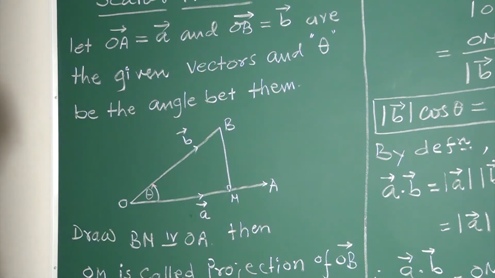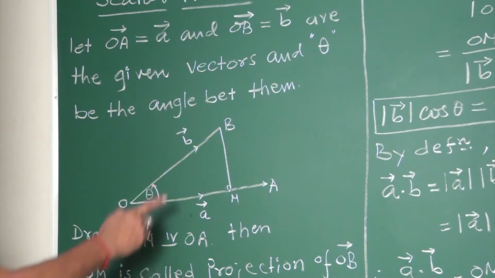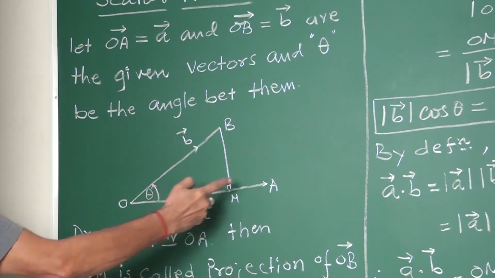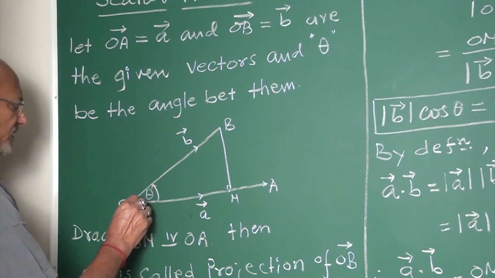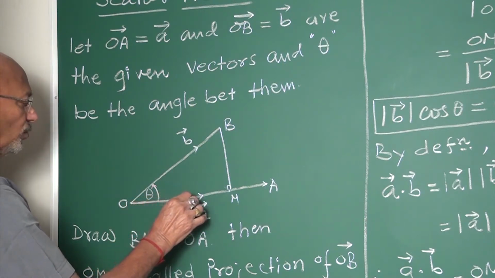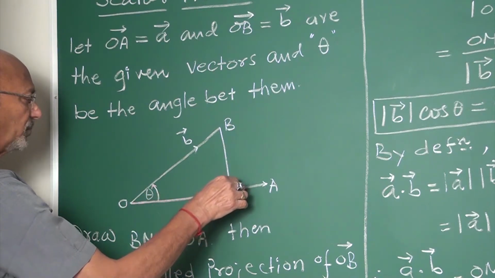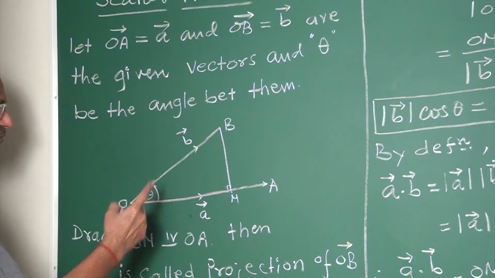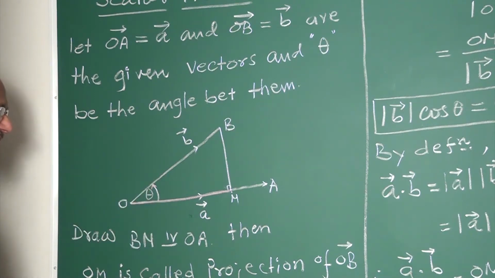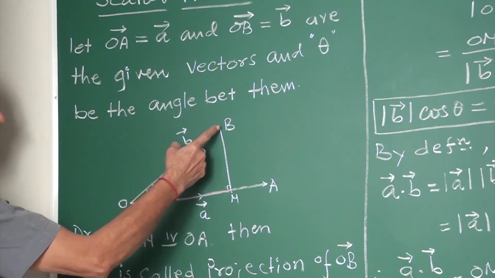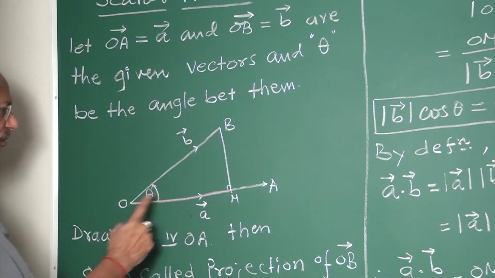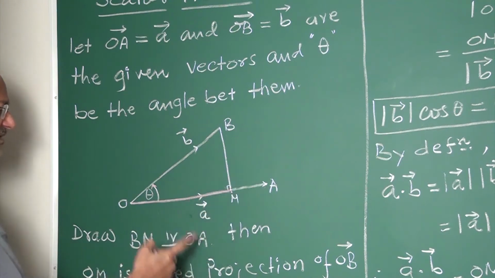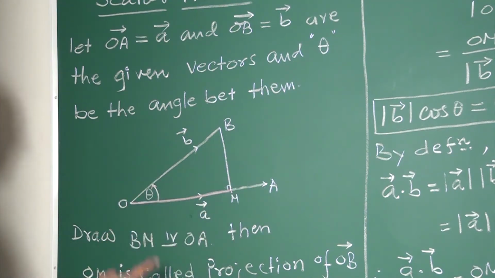This is the construction part. Draw BM perpendicular to OA. Then you are observing this OM, my friends. This part OM is called or defined as what? The projection of vector OB on vector OA. It is the definition of projection.